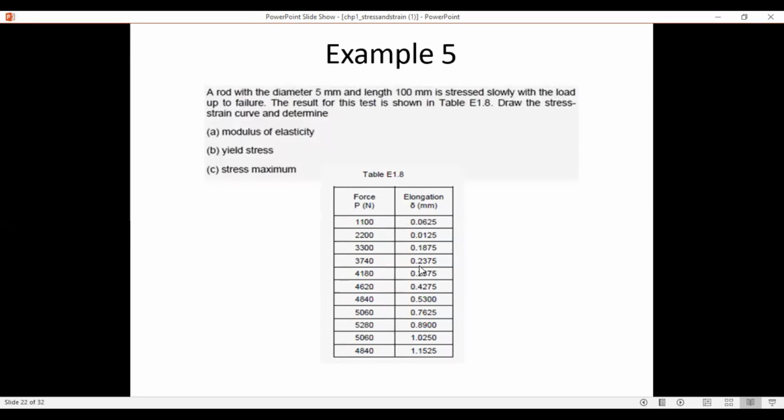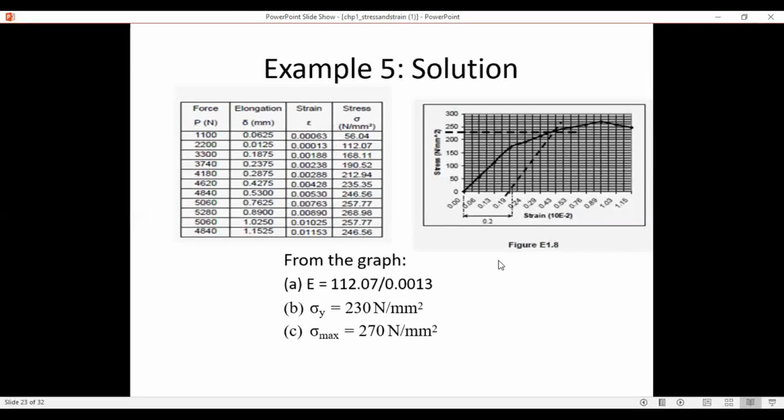Let's see one example so that you can understand more about it. A rod with a diameter of 5 mm and a length of 100 mm is stressed slowly with a load up to failure. The results for the test are shown in table E1.8. Draw the stress strain curve and determine the modulus of elasticity, yield stress, and the maximum stress, given the force value and the elongation value. When they give the force value in newtons and the elongation value in millimeters, what's the next step? Yes, the next step is using the formulas of strain and stress to identify the values.